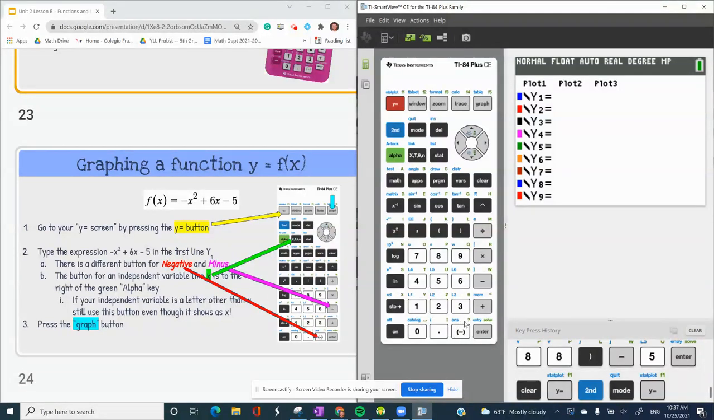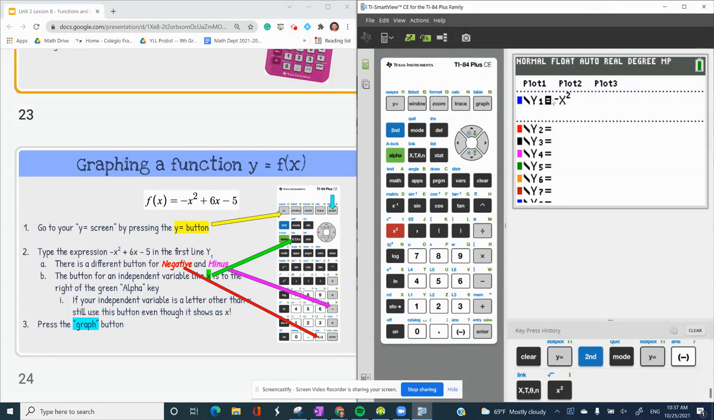So we're going to type negative x squared. The button for an independent variable like x is to the right of your green alpha key. So that's right here. So I'm going to type x next. So negative x, and then squared. Squared is this button on the left of your calculator that looks like x squared. So you're going to type squared next. And you can see it even looks like negative x squared.